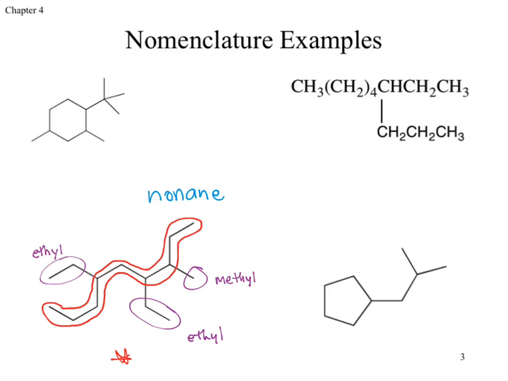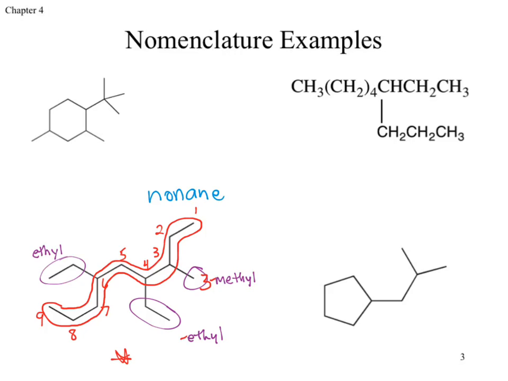Now I have to identify where those individual groups are located. All right, how are we going to go through and number? Left to right, right to left. We're going to go right to left because we want to use the lowest possible numbers. If we go through and number the other direction, we end up with larger numbers for our substituents. My methyl is located at which position? So I've got 3-methyl.